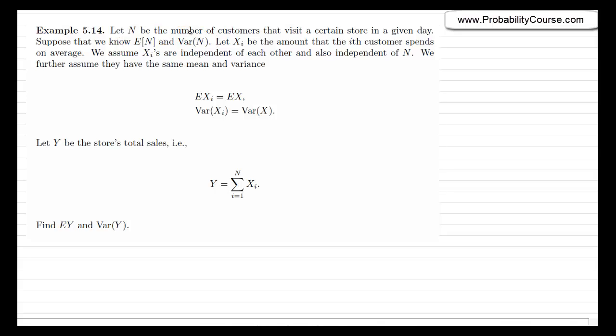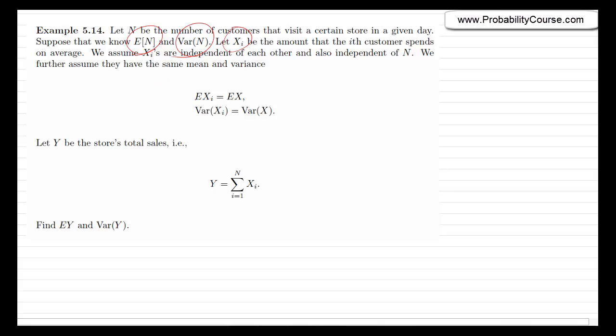And this is maybe in a practical scenario, you might not be able to find the distribution of n, but you can find the expected value and variance just by observing over a certain number of days and finding these values empirically. So anyway, we are given these two values, and Xi is the amount that the ith customer spends on average. So this time we are looking at how much the customer spends, right? And we assume that the Xi's are independent of each other and also independent of N.